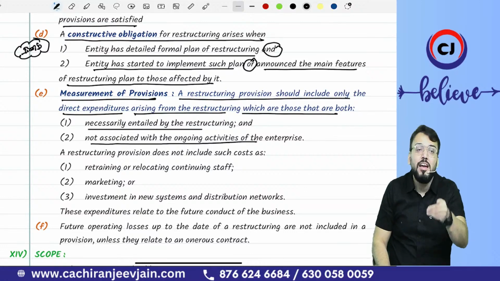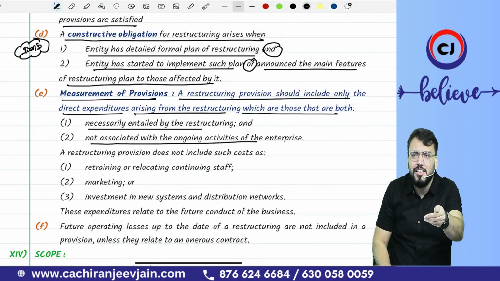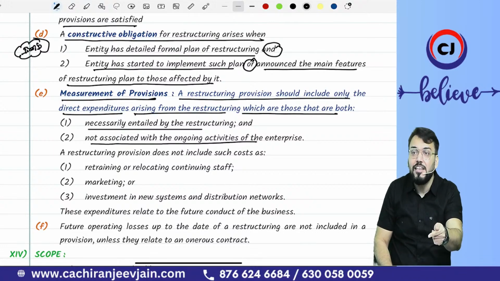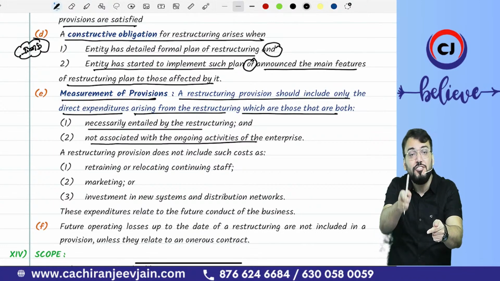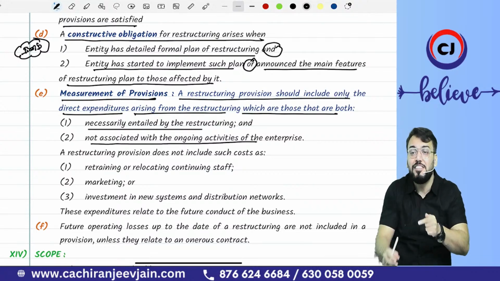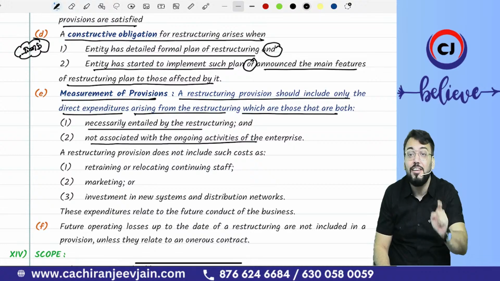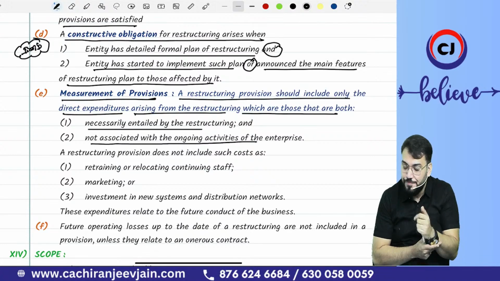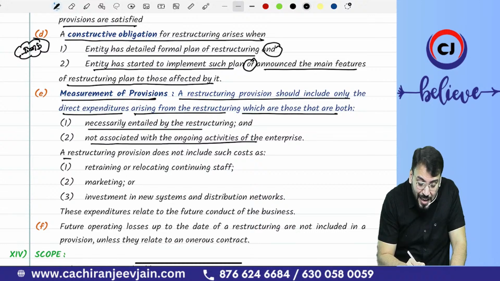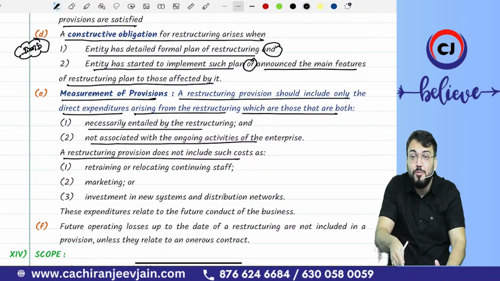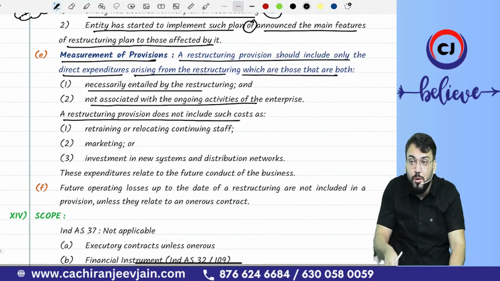Suppose the employee are terminated, so you will pay also salary for the last month, but whatever salary you have paid for the last month, whether it is related to restructuring or related to ongoing activities, it is quite possible with termination compensation you also paid last month salary. So for that you will not create provision. For that salary amount you will not create any provision. Understood? However, a restructuring provision does not include such costs, means will not create provision for the following.